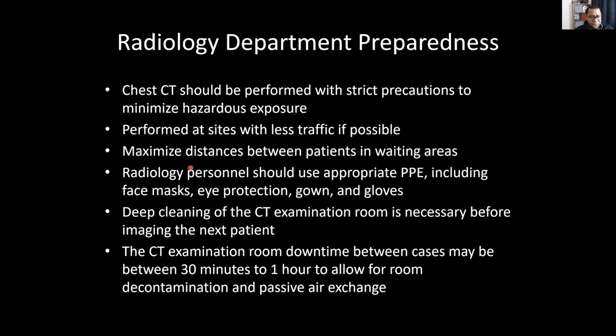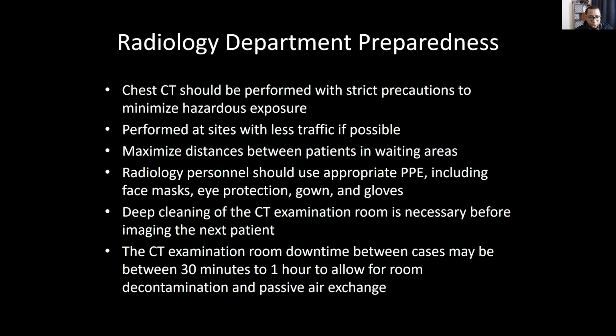So just closing with this, what should radiology departments do to prepare? I know everyone is probably already ready, but chest CT should be performed with strict precautions to minimize hazardous exposures. Perform at sites with less traffic if possible to avoid exposure of other patients and staff. Maximize distances between patients in waiting areas. Radiology personnel should use appropriate PPE, including face mask, eye protection, gown, and gloves, right? We need to protect our technologists who help us perform these scans. Deep cleaning of the CT exam room is necessary before imaging the next patient.